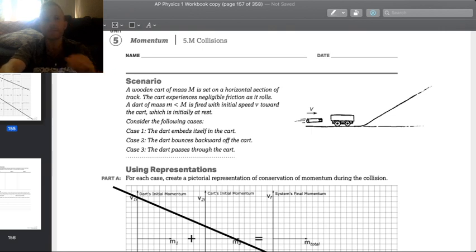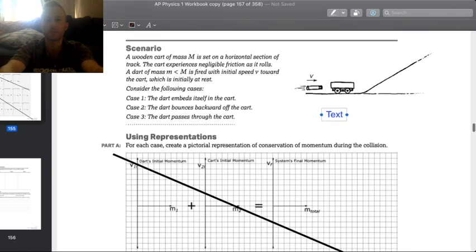A wooden cart of mass big M is set on a horizontal section of track. The cart experiences negligible friction as it rolls. A dart of mass little m, less than big M, is fired with an initial speed v toward the cart, which is initially at rest. Consider the following cases. Case 1, the dart embeds itself into the cart. Case 2, the dart bounces backwards off the cart. In case 3, the dart passes through the cart.